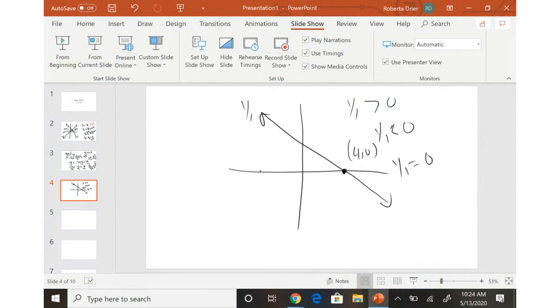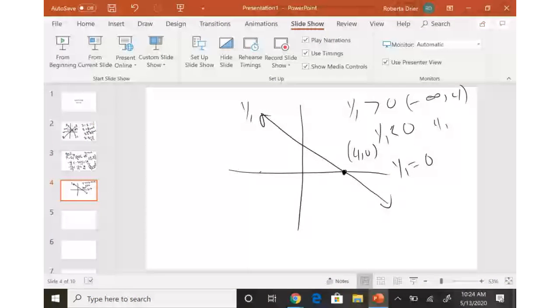Well, you know what? Derek doesn't have a webcam, so maybe he can't see very good. Yeah, it is positive. So it's negative infinity to 4. 4 to infinity, 4.